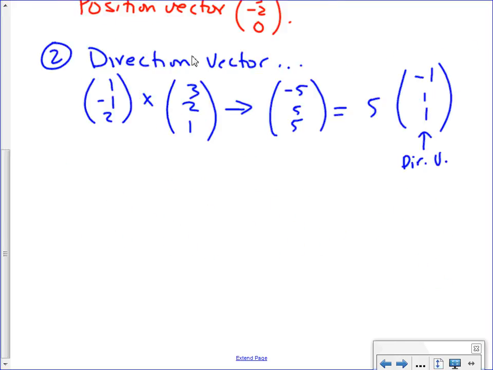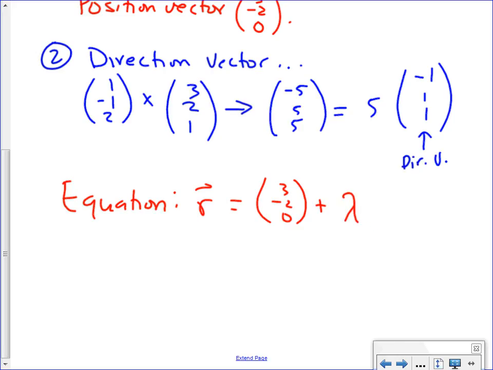So the equation goes something like this. r equals the position vector plus lambda, or mu, any preference, times -1, 1, 1. Ta-da! So good. Good? Okay.